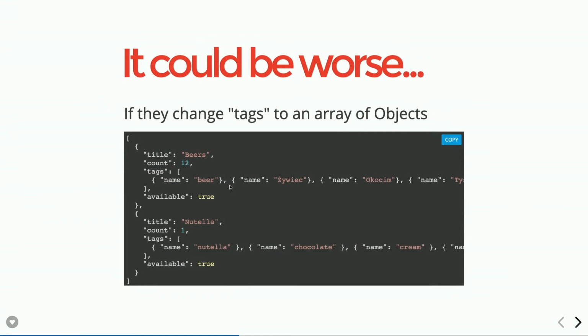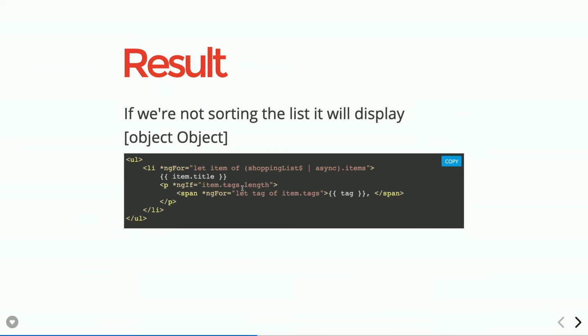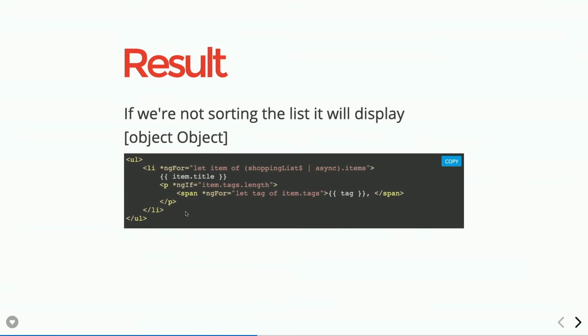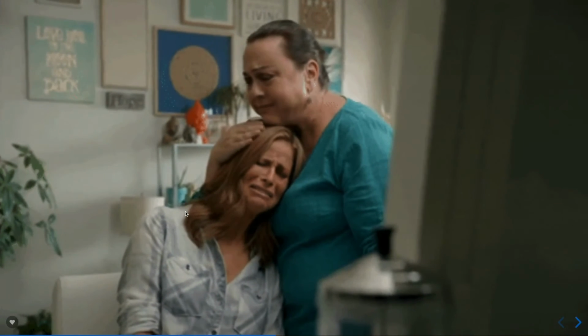And it could be even worse. Even if tags exists, the content of tags, instead of being an array of strings, could be an array of objects. And then we're going to have this length, and it's going to work. Yeah, we've all been through this, right?